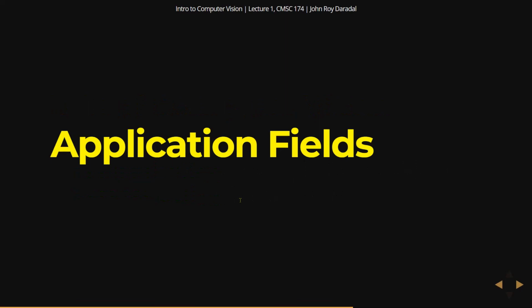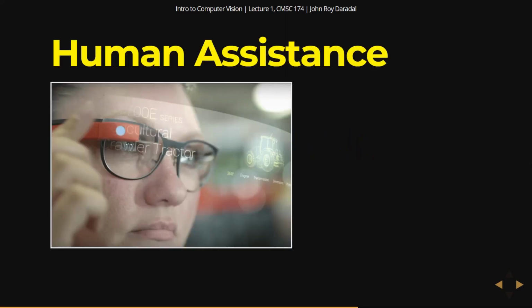Okay, so now that we've seen what we could do with computer vision, how do we apply it in the real world? So these are the application fields of computer vision. So first is on human assistance. You've probably seen Google Glass, right? So using this glass, it sees something. You can do search using the glass itself, and so that one uses computer vision.